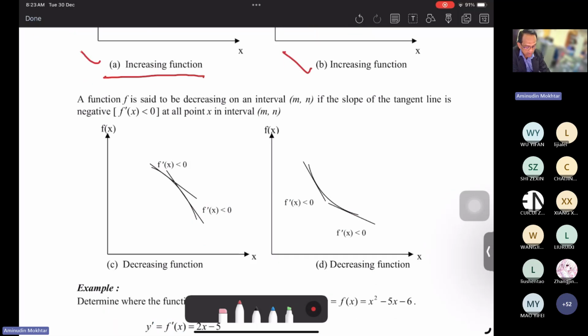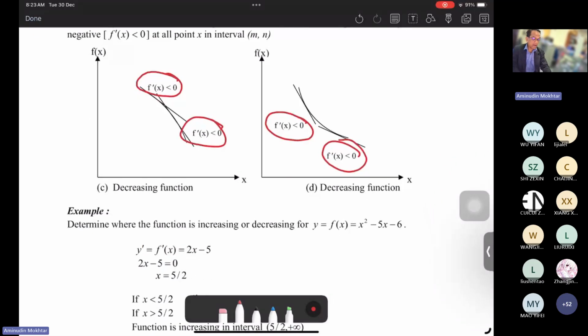In other words, the function is decreasing. That's the positive, the use of the application of the derivative, dy dx.